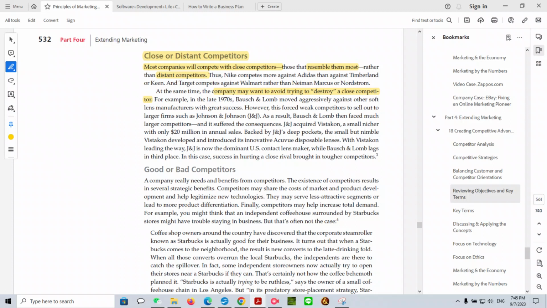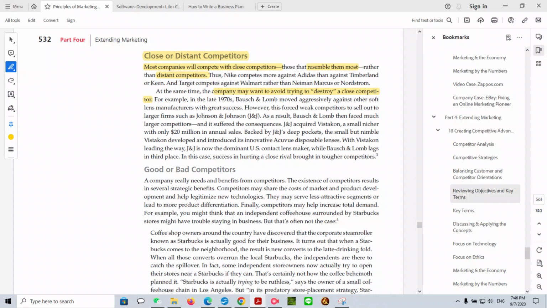J&J acquired Vistakon, a smaller niche player with only $20 million in annual sales. Backed by J&J's deep pockets, the small but nimble Vistakon developed and introduced its own innovative AccuView disposable lenses. With Vistakon leading the way, J&J is now the dominant U.S. contact lens maker, while Bausch & Lomb lags.